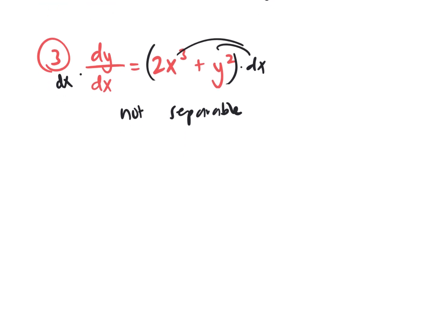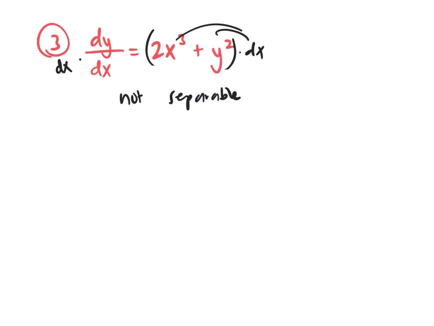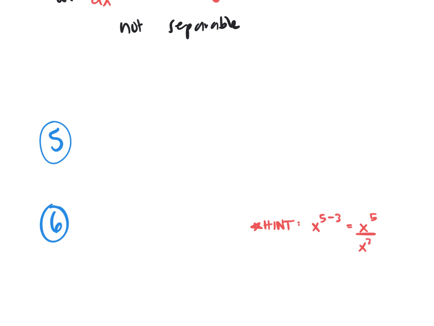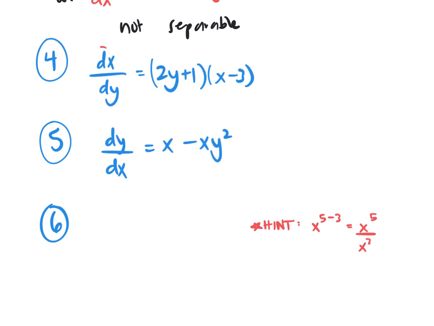All right, other 3 problems that I want you guys to try out. Okay, here's your next 3. My hint to you is make sure you check how it's ordered. It's dx on top for 2 of these. And then I left a hint there for number 6 if you're stuck with how you can separate those variables.